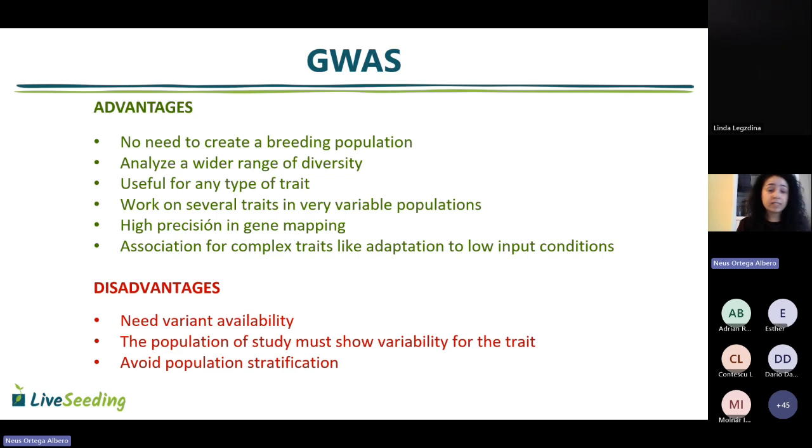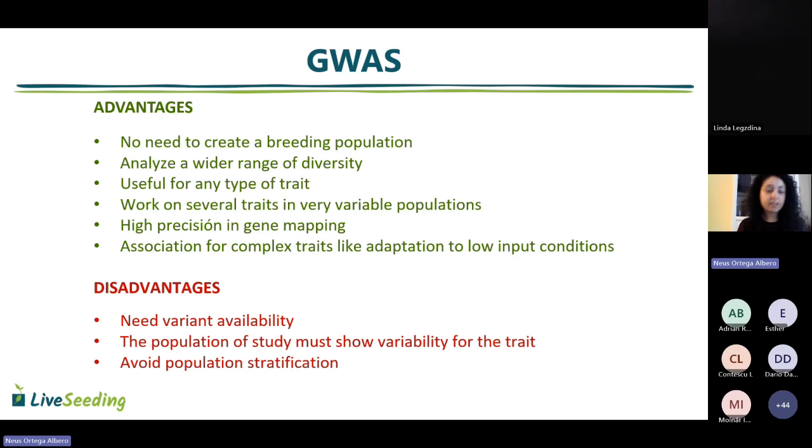It is also true that these studies present some disadvantages. For example, we need to be sure that we have availability of diversity for the traits we want to study in the population, not only phenotypically but also genetically. So we need to be sure that even if two phenotypes are different, it also relates to two differential genotypes. And we need to avoid some problems with the population.